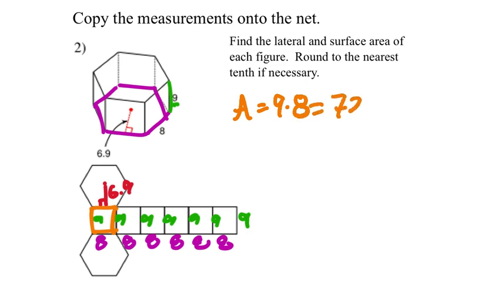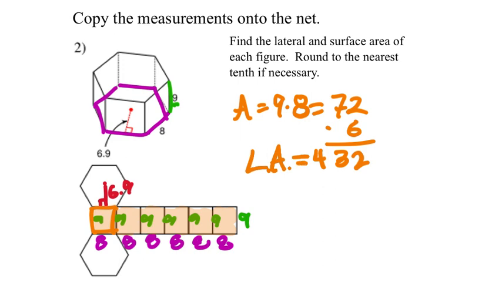And 9 times 8 is 72. But we have 6 of those rectangles, so I'm going to multiply the 72 by 6. And yes, I do need a calculator for that. If you don't, then more power to you, man. 432 square units on this, okay? So that would be the full area of just the rectangle part, okay? So we need the area of the hexagon. And by the way, the 432 square units, that's the lateral area. All of those rectangles constitute the lateral area.